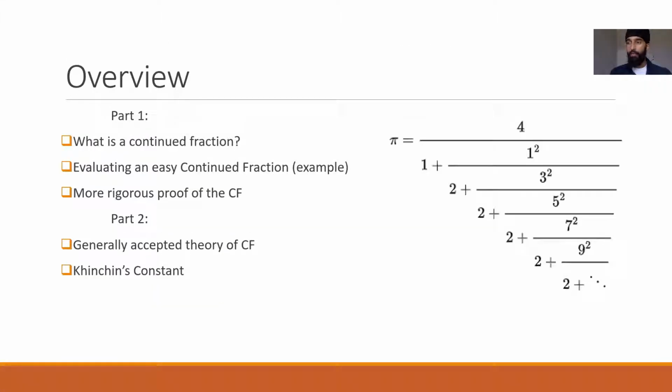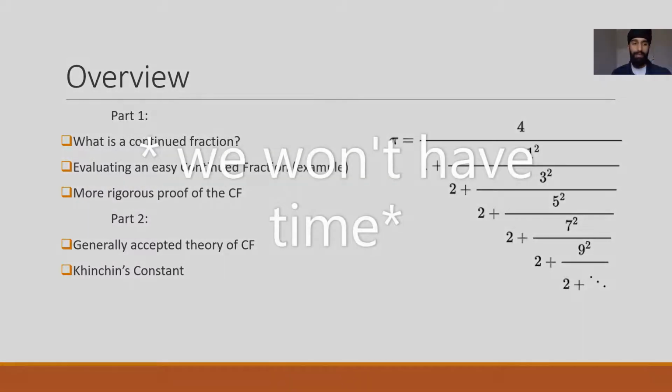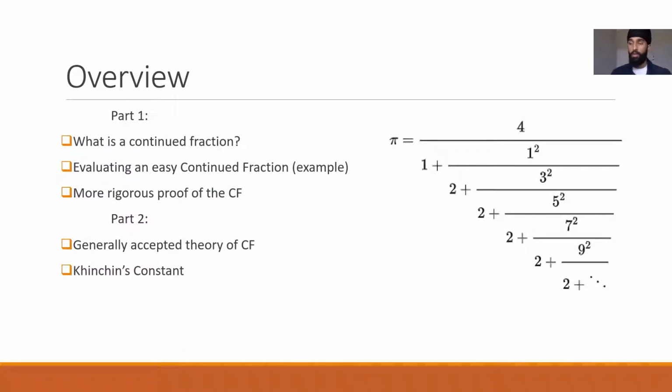A quick overview of what I'll be covering. There are two parts to this presentation, and if we have time, we'll get to part number two. I'll start off with defining what a continued fraction is. And because we should always work in examples, I'll give you an example of a continued fraction and how to evaluate it. Here I will show you a trick to evaluate it. But there's a problem with that trick, and that will be addressed when I give a more rigorous proof of how to evaluate continued fractions.